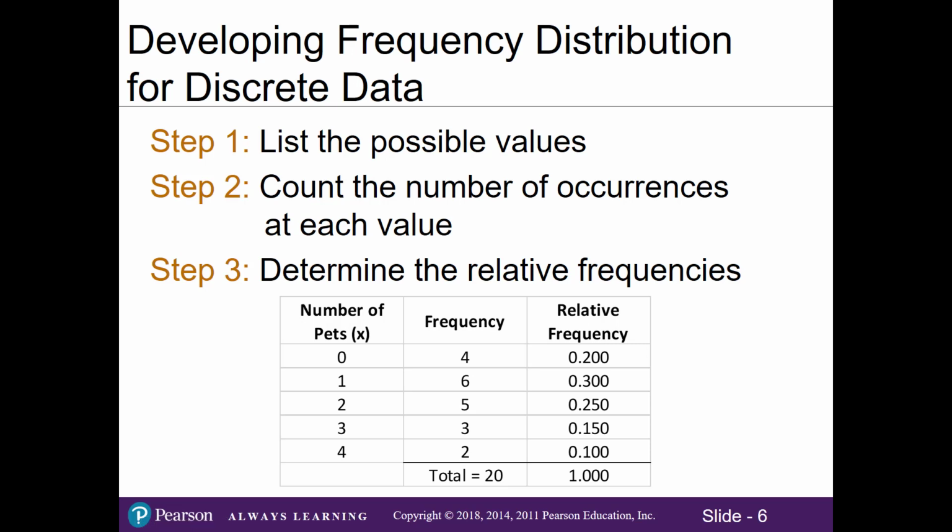In step 3, we'll then calculate the relative frequency for each of our classes or categories. So for 0 pets, there were 4 people that said 0, and we divide that by the 20 customers surveyed. So when I take 4 divided by 20, we get a relative frequency of 0.2. We'll do that for each discrete variable.